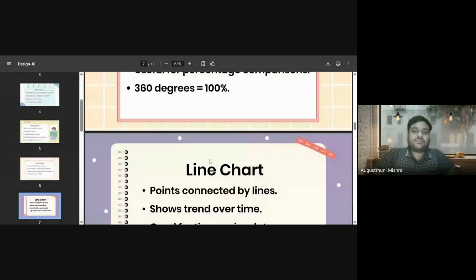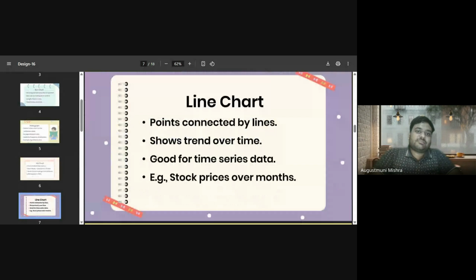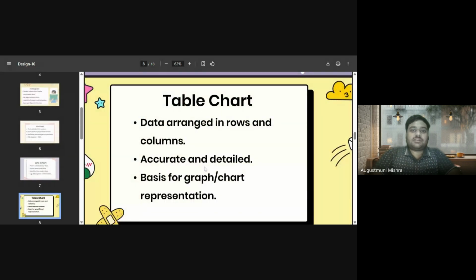Now there is the line chart, as I have discussed, where there is a y-axis and x-axis and your data is in a particular manner, and through the line and dots you connect it. That also we have in the questions. Now table charts are arranged in a row and column format, so they are accurate and detailed. These are the basics for graph and chart representation. Everyone makes table charts, because that is very common for preparing any kind of data.